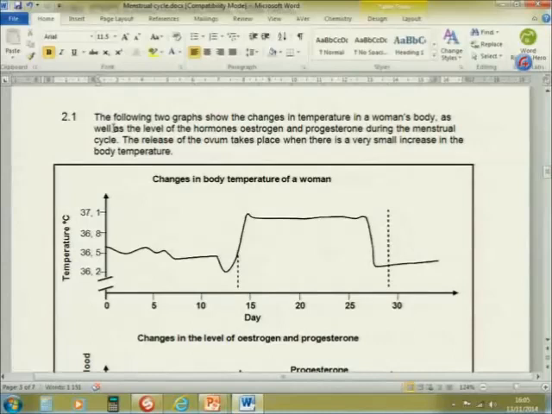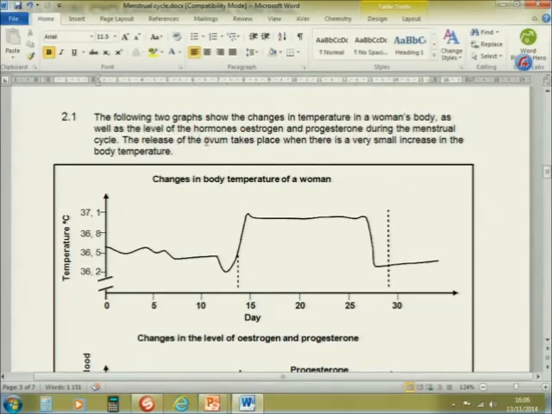The question says, the following two graphs show the changes in the temperature in the woman's body, as well as the level of hormones, estrogen and progesterone, during the menstrual cycle.